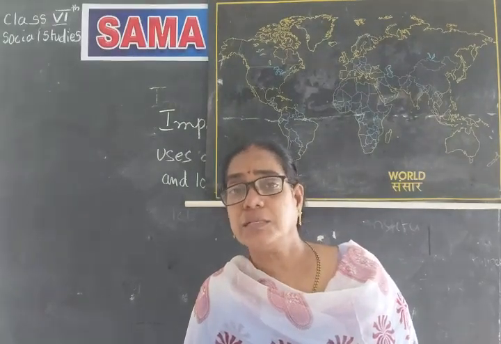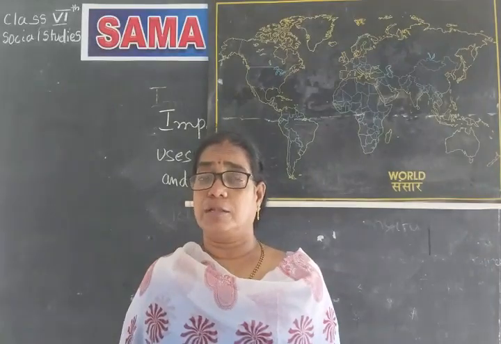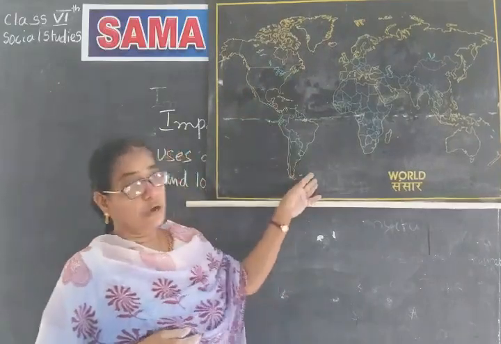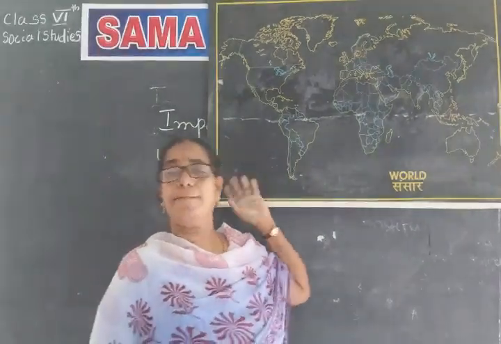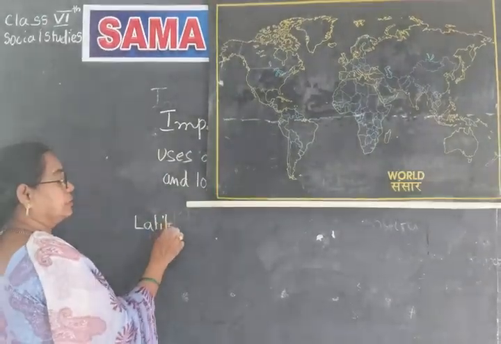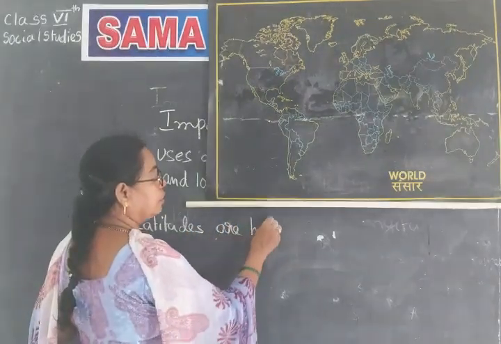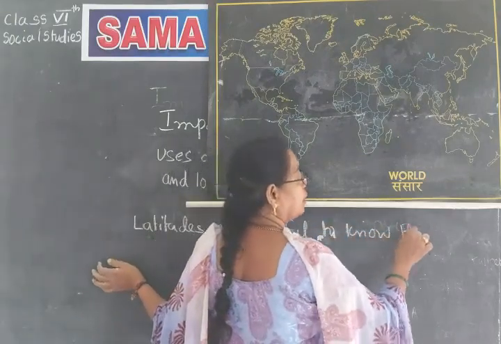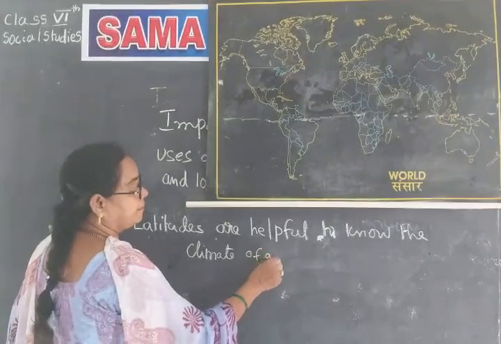Why? Because that climate we come to know through the sun rays. The sun rays have to travel a long distance towards the North Pole and the South Pole, so the sun rays do not fall directly, because of the tilting nature. All that we are going to learn in the higher classes. So latitudes are helpful to know the climate of a place.